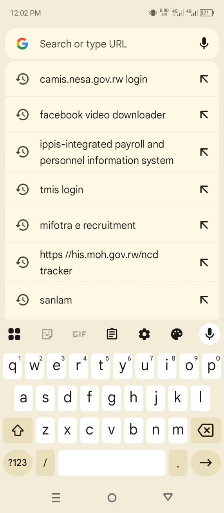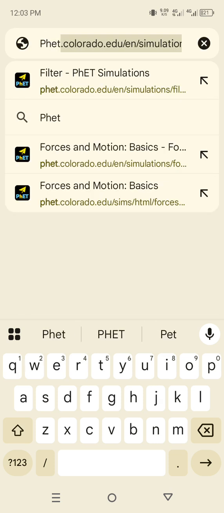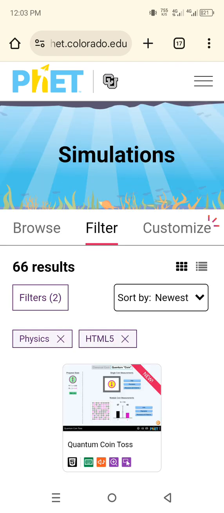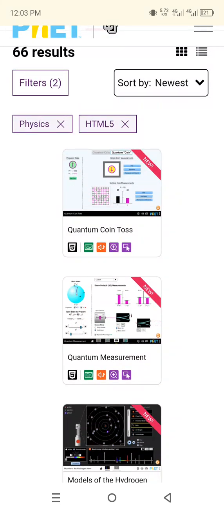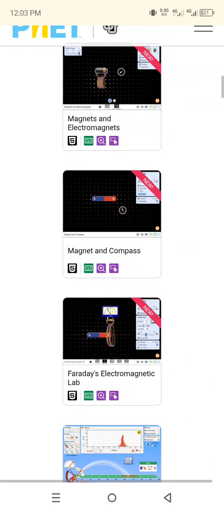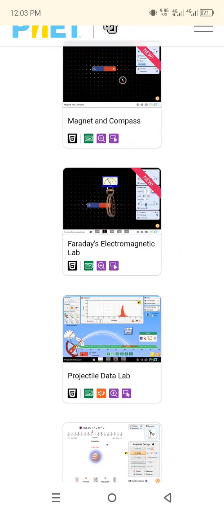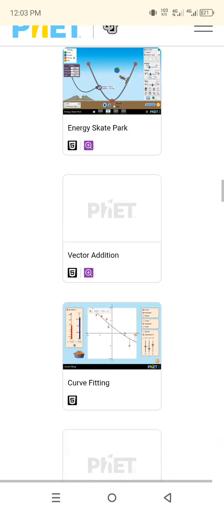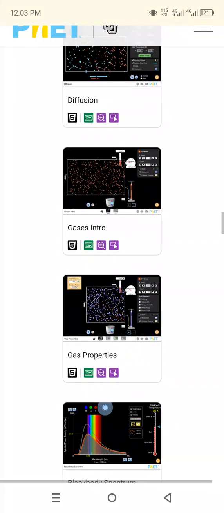So you go on Google and search PhET. PhET means Physics Education Technology. You get PhET simulations. Then you click. We do have many simulations in physics, including buoyancy, generators, magnets and electromagnets. We shall see them later, but today we are going to see forces. Let's make some simulations on forces.